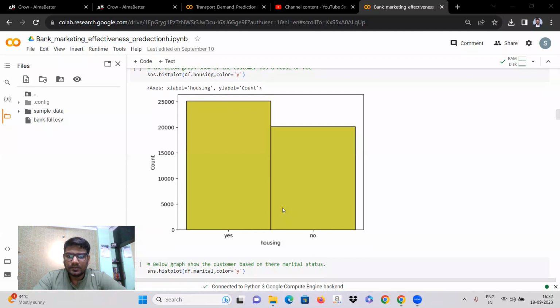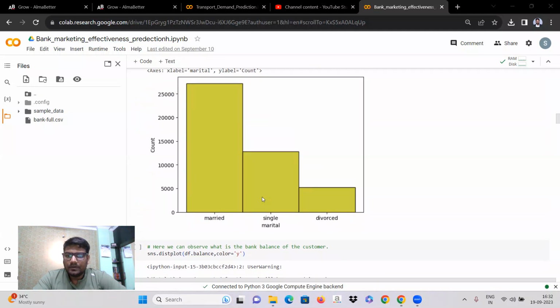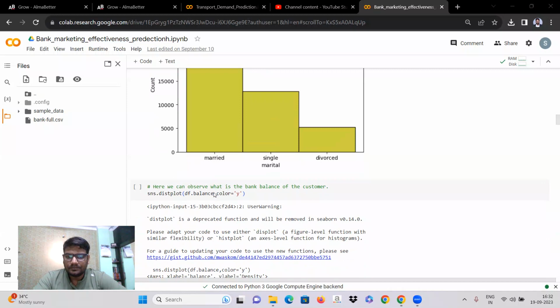Then this is the information about housing. There is no particular relation between housing and subscription of a term deposit, but we see that the people who own a house have subscribed more. Married people would like to subscribe to a term deposit most of the time.